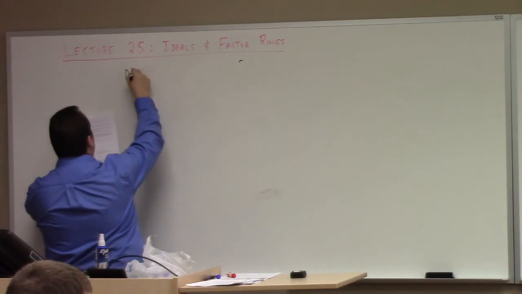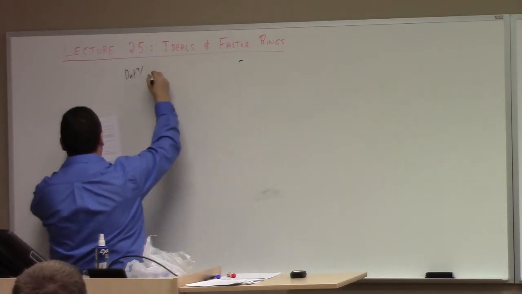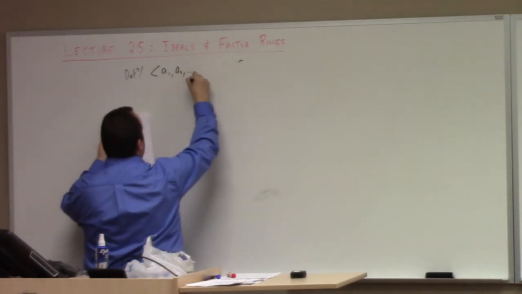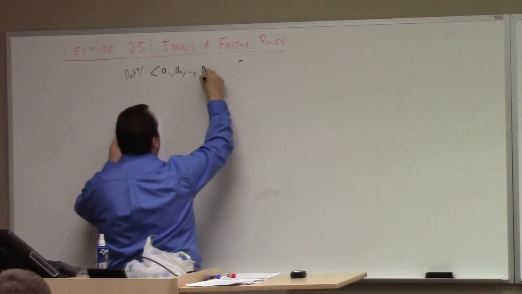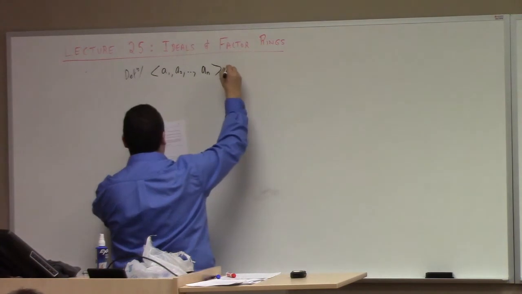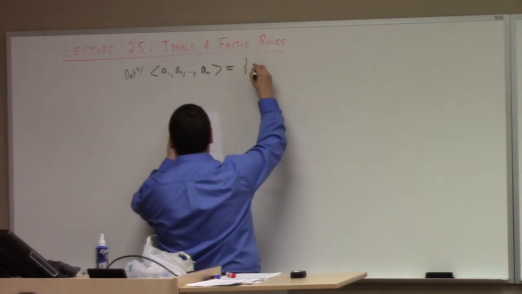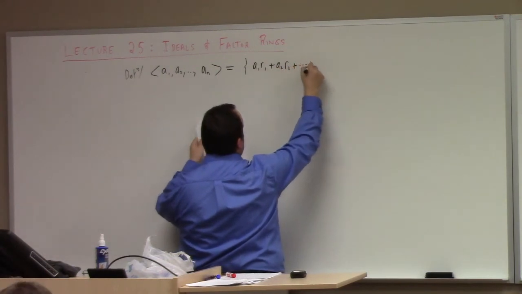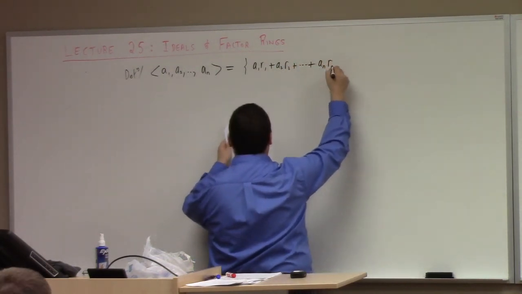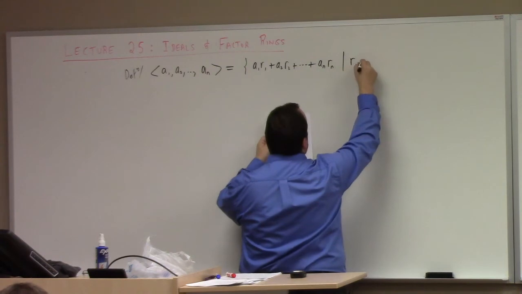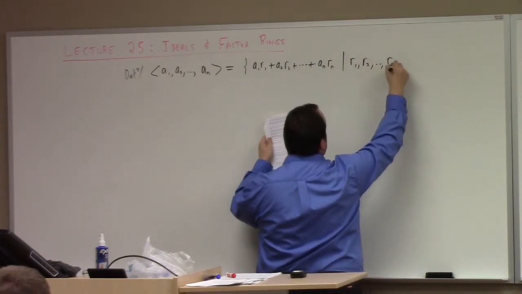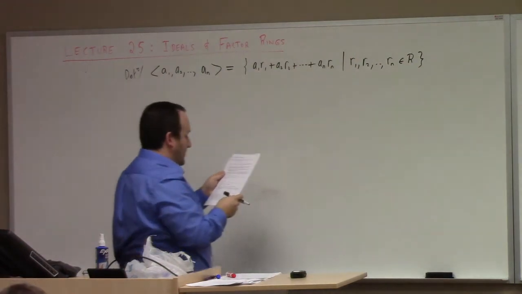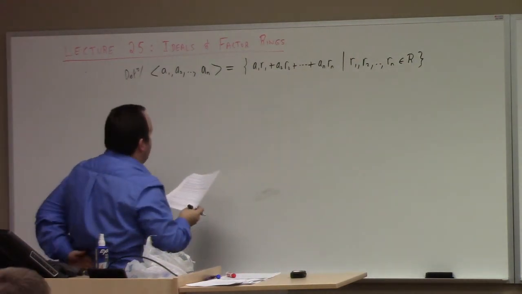So, definition: if you have a1, a2, ..., an, this is the set of all a1 r1 + a2 r2 + ... + an rn, such that r1, r2, ..., rn are in the ring. This is the principal ideal generated by a1 through an.